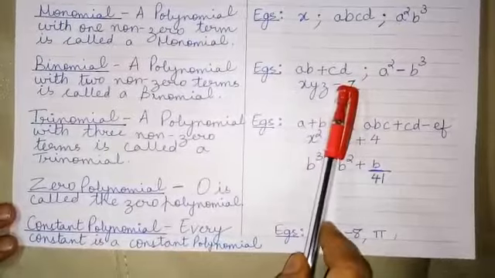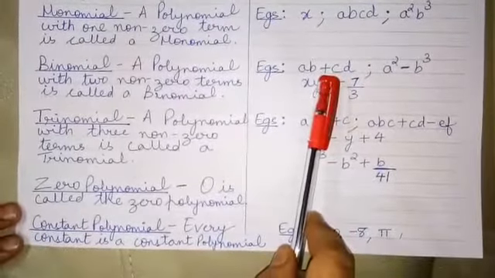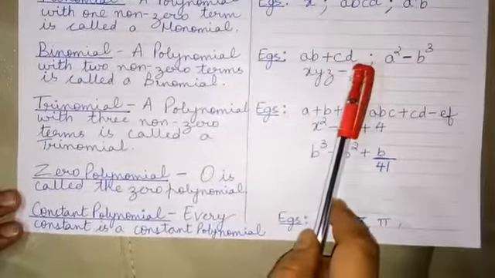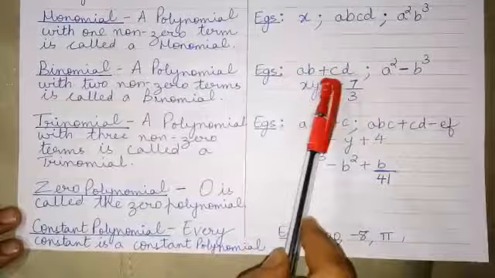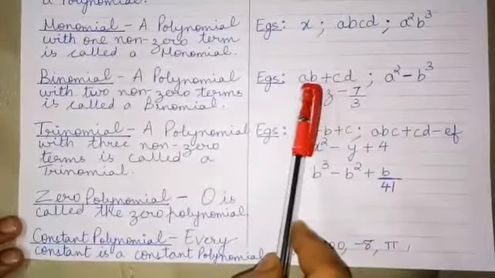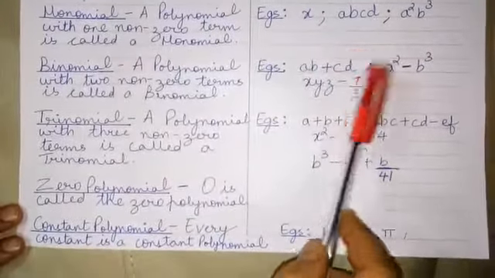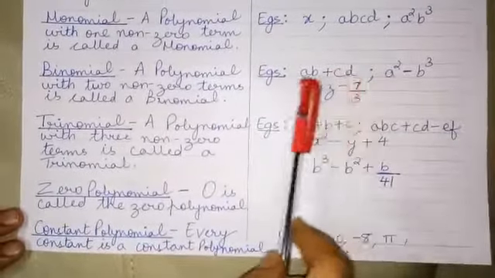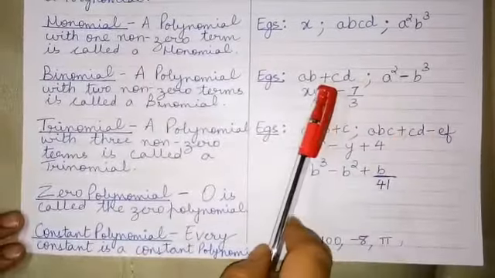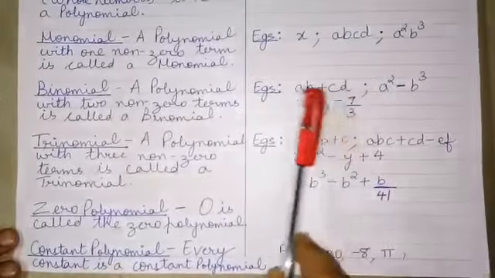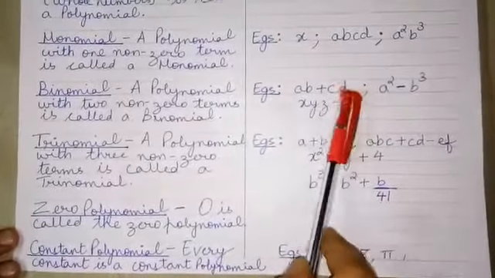AB plus CD. Now the plus sign separates these two. Hence AB and CD are two terms in this expression. AB plus CD is an algebraic expression. AB plus CD is also a polynomial. The variables A, B, C and D have whole numbers as their powers. Hence AB plus CD is a polynomial, and this polynomial has two terms. The separator is the plus sign. These are the two terms. Hence, this polynomial is a binomial because it has two terms.